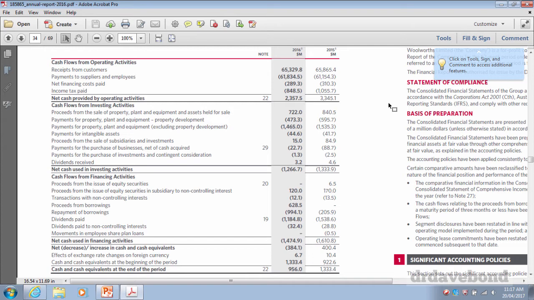In terms of the dollar amount, you'd like to see cash flow from operations positive, because that's saying the business is generating cash doing the thing which it is meant to be doing. So that's good that it's positive.